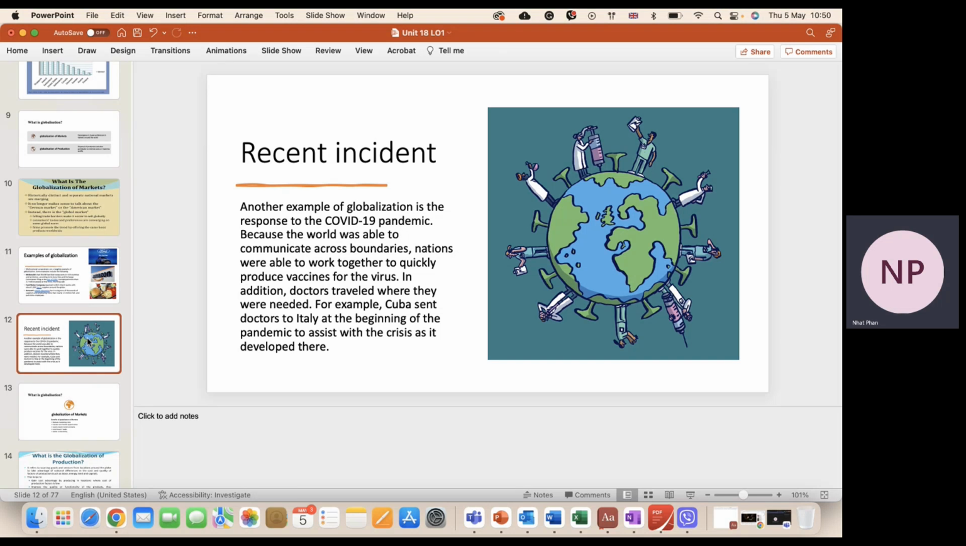And in addition, the doctors traveled where they were needed. For example, Cuba sent doctors to Italy at the beginning of the pandemic to assist with the crisis as it developed so severely in Italy.